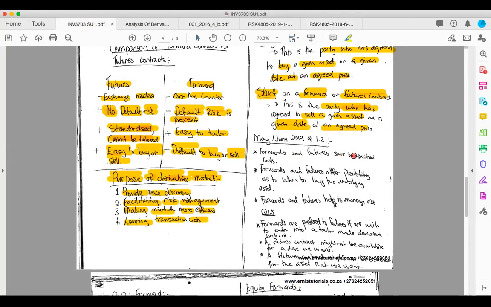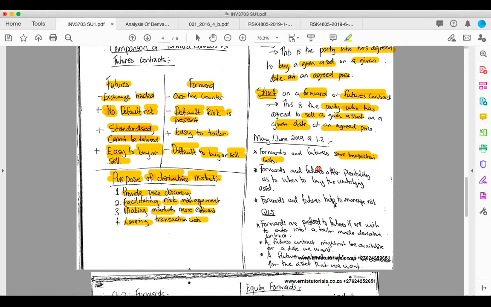So forward and futures contracts save transactional costs. With a forward or futures contract, rather than transacting today, you can defer your transaction into the future, and that can save you transactional costs.